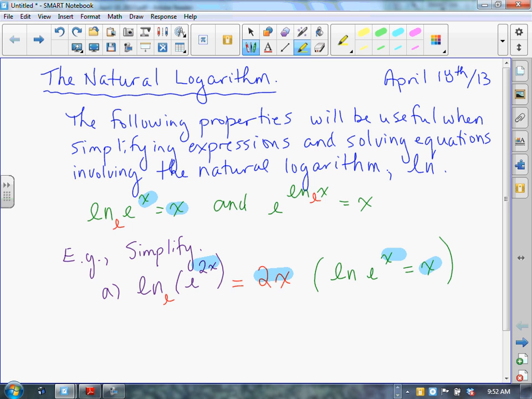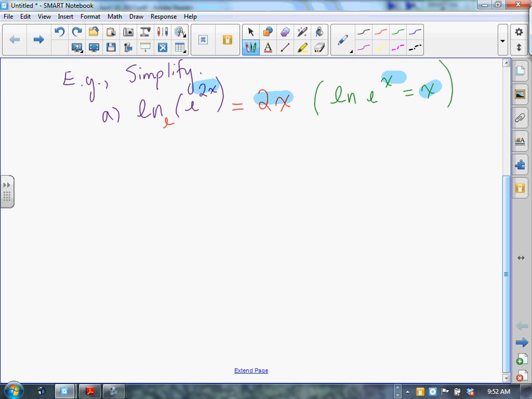So maybe we'll try to focus on one that uses the second one. So let's try another one. Let's go with part B. And let's pull another one in here. Oh, this one looks good. This one looks really good. So e to the ln 3x, and that gets multiplied by the natural log of e to the 2x.